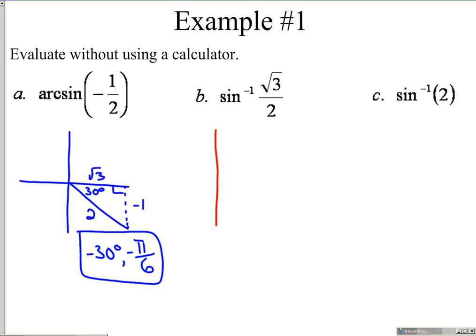Inverse sine of square root of 3 over 2, value is positive, so it has to be in quadrant 1. Opposite over hypotenuse. Once again, you should recognize this triangle. Reference angle is 60 degrees or pi over 3.